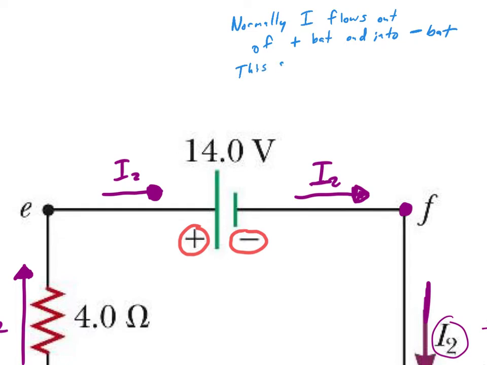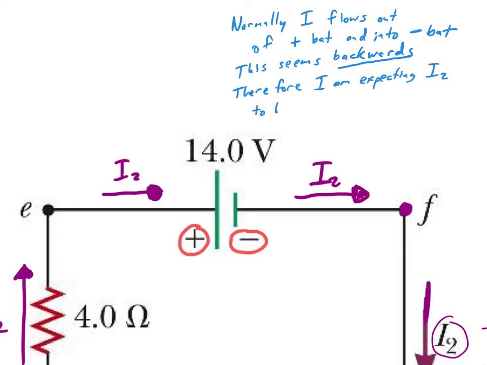This seems backwards. Therefore, hence the word backwards, I am expecting I2 to be negative, because it just doesn't seem right. Okay. So I'm going to keep on going with this. The book I got this from says that the current 2 is labeled in that direction. So I'm going to go with it.